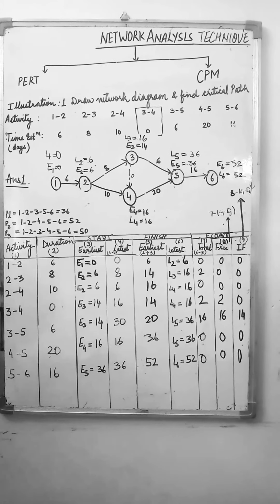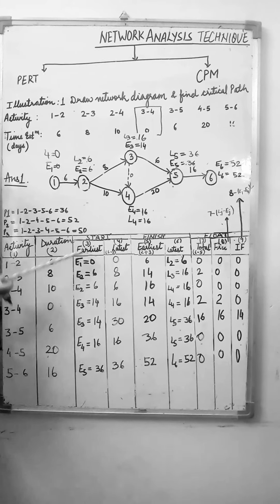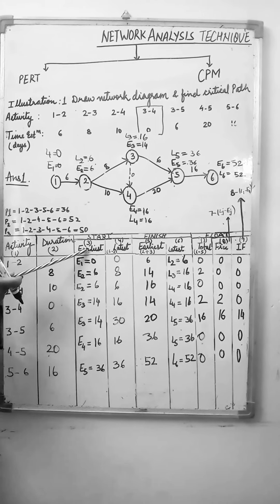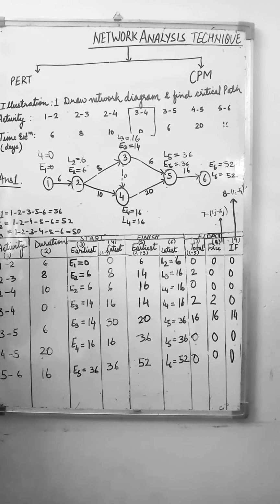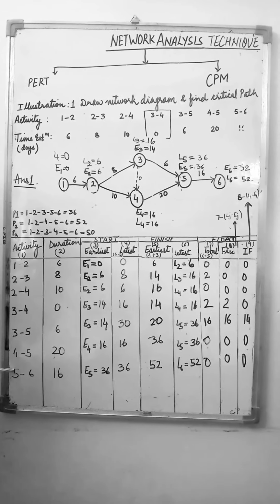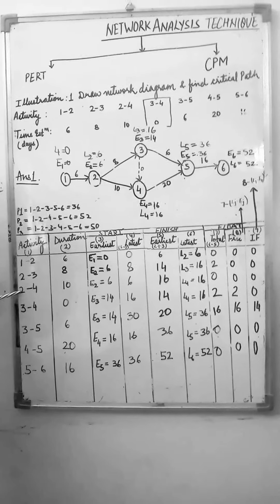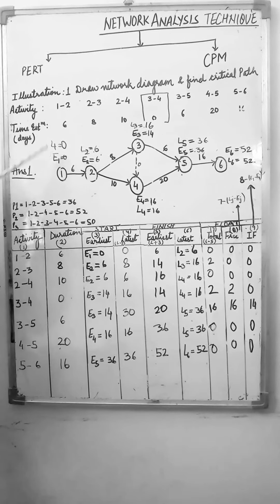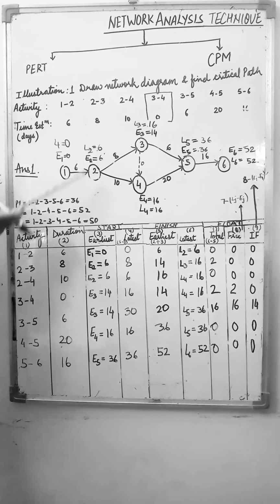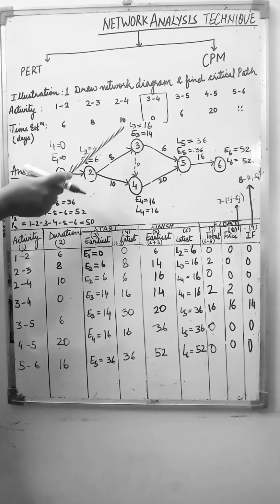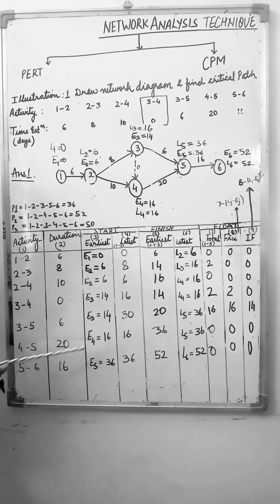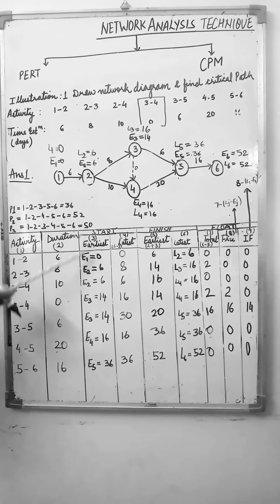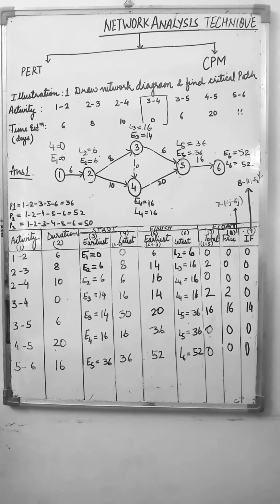So first of all, we will find out the value of the third column. The third column is earliest start. How will we find the earliest start? These are the earliest start values: E1, E2, E3, E4 and E5. E1 is 0, E2 is 6, E3 is 14, E3 is again 14, E4 is 16 here and E5 is 36. So you have to first do the calculation of the third column.